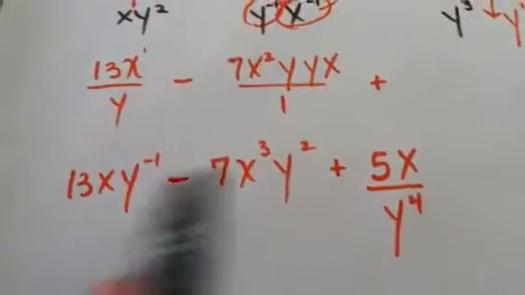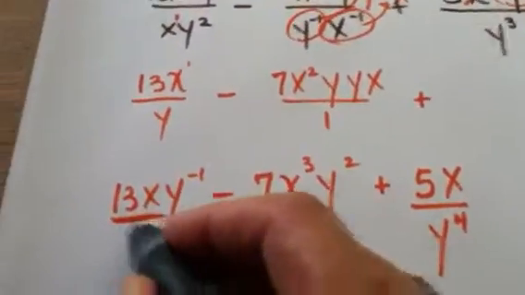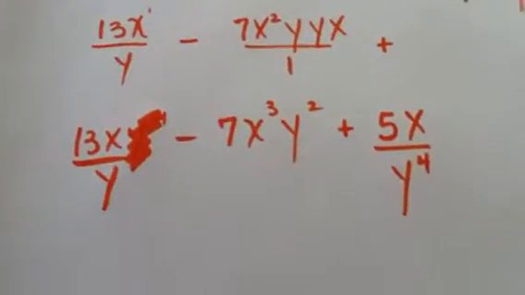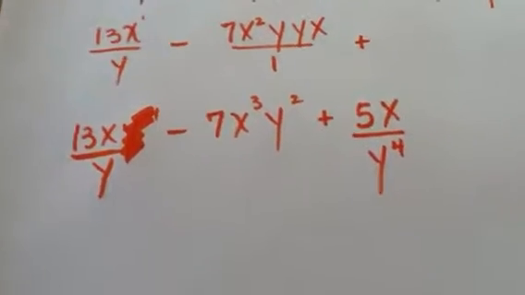And again, I'm not going to totally rewrite this one, but personally, I would be writing this over y, like that. That's just my preferred way to write it. There are no like terms there, so there's nothing that you can even add together.